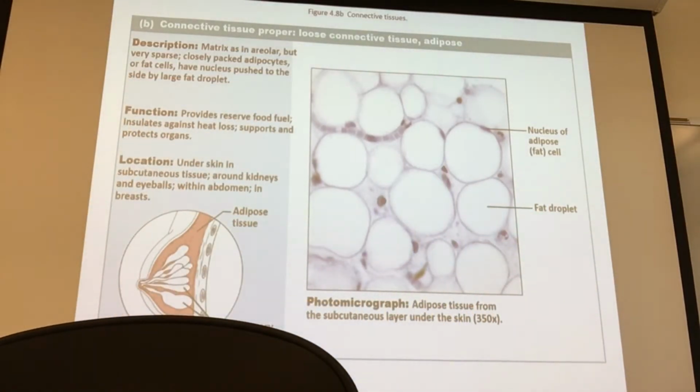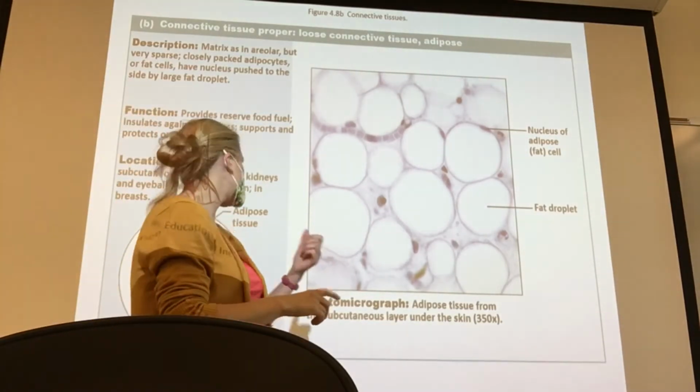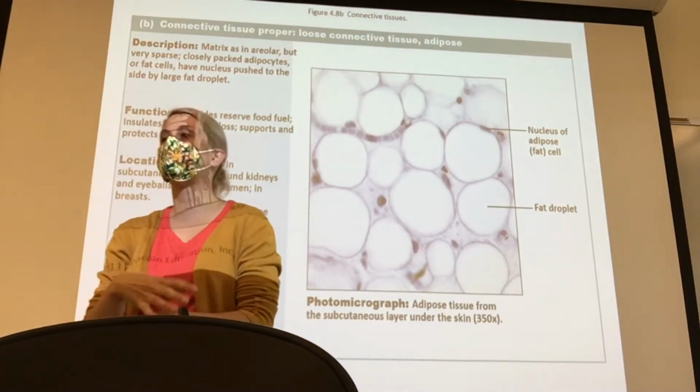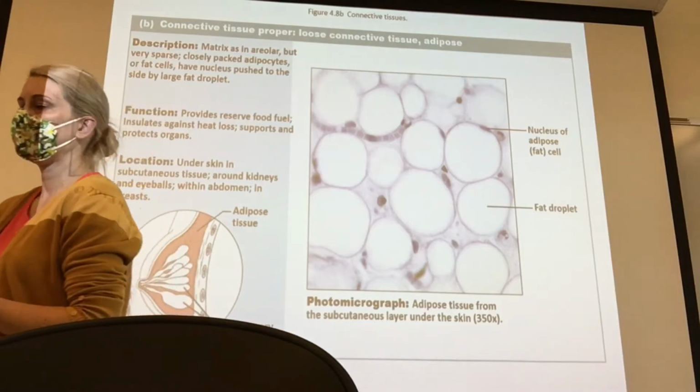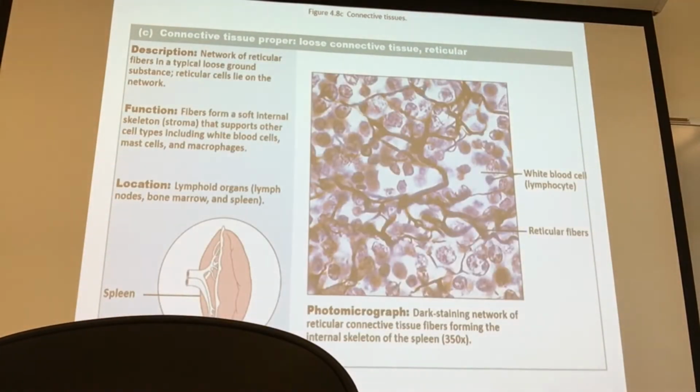Typically found in conjunction with the dermis, the epidermis, like breast tissue, also in different individuals, maybe around visceral organs as well. It comes in different types of colors, but we'll go ahead and move forward.